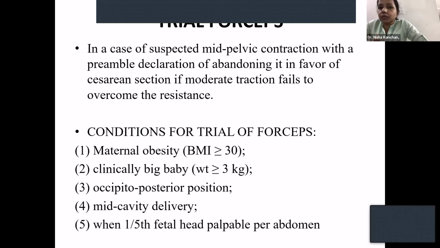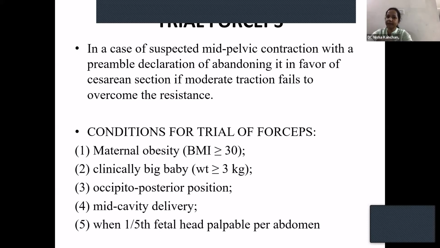So what are the conditions for a trial of forceps? An obese mother is very difficult to deliver, so you might not succeed. You go to the OT and try to put on forceps. A clinically big baby, weight more than 3 kg, also. When you suspect it is occipito posterior, which I told you is a very difficult delivery, it is better to try it in the OT.